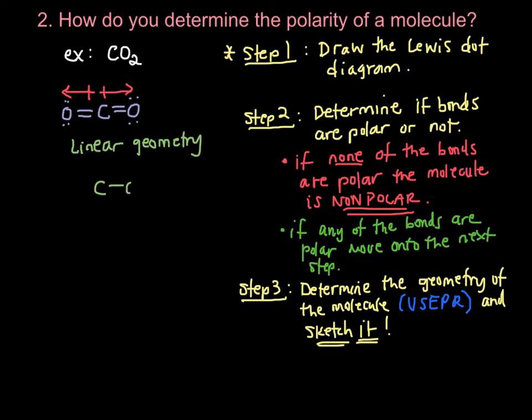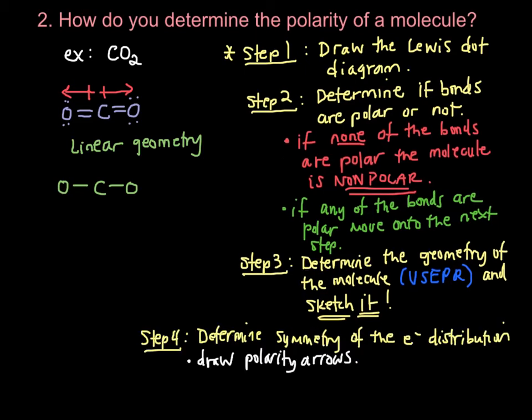Which it's already drawn as, but I'm just going to go ahead and redraw it as a straight line, as a linear molecule. All right, and the next thing you're going to do is determine the symmetry of electron distribution. The way you're going to do that is you're going to use polarity arrows. You remember that the polarity arrows look something like this. I suggest you use polarity arrows and not the partial positive, partial negative symbols because the arrows are more visual. We already did that up here, right? We already determined that the bonds were polar. So we're just going to go ahead and draw those arrows back over the top of the drawing that shows the shape of the molecule.